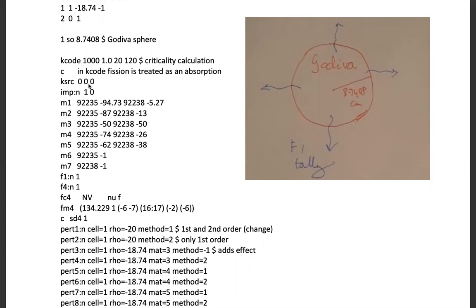And when you divide the children by the parents, then you get the system multiplication.